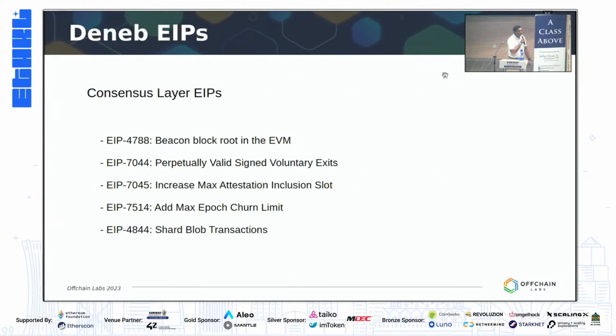So today I'm going to be going through all the EIPs that are going into the next hard fork. So I'll just go through them. EIP 4788 is Beacon block root in the EVM. EIP 7044 is perpetually valid signed voluntary exits. EIP 7045 is increasing the max attestation inclusion slot. And EIP 7514 is adding the max epoch churn limit. And finally, the start of the show, EIP 4844, which introduces shard blob transactions onto Ethereum mainnet.